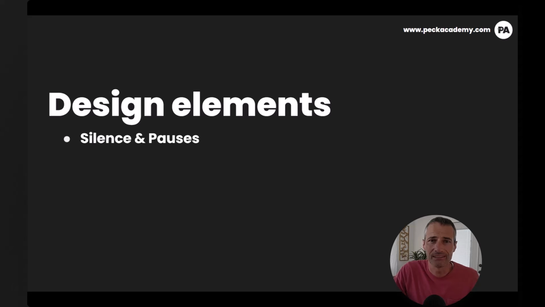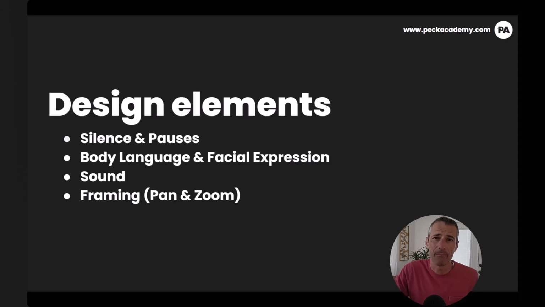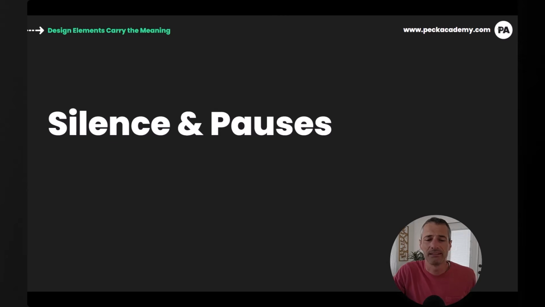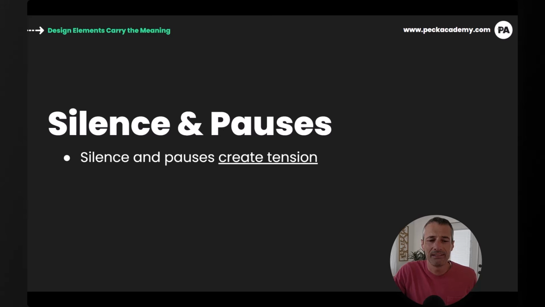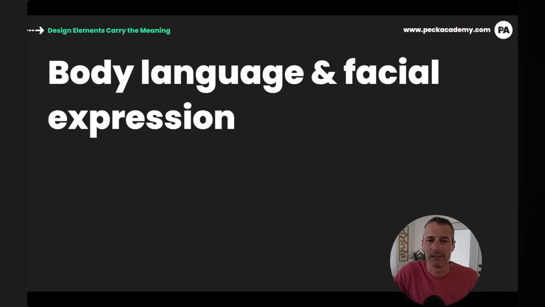We'll talk about silence and pauses, body language and facial expression, sound, framing, like panning when the camera moves horizontally on the screen or zooms in or zooms out on something on the screen, and quick cuts. So the first design element that carries meaning is silence and pauses. These have a really powerful ability to create tension, and it almost kind of signals to the learner or to the viewer something important is happening here. Pay attention.